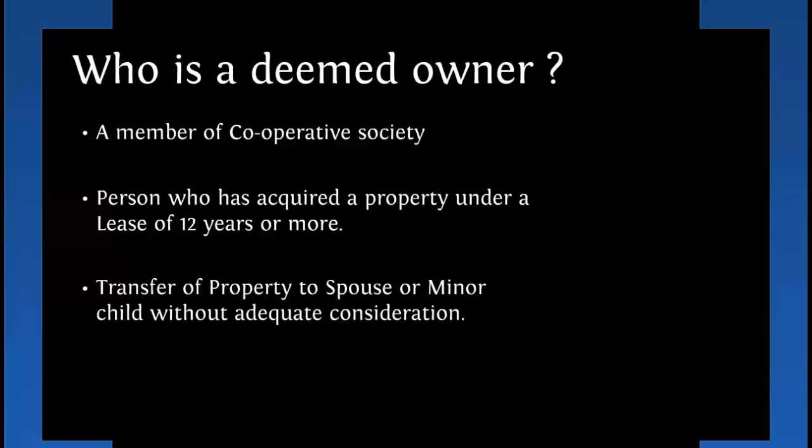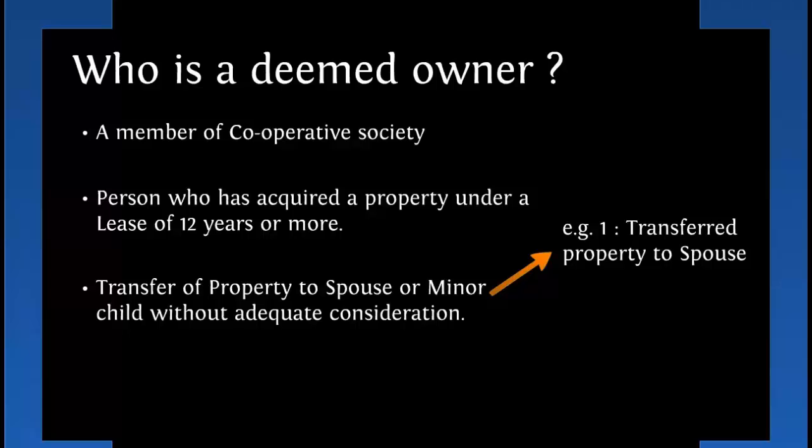Now next, this is something which is very important. Transfer of property to spouse or minor child without adequate consideration. Let me repeat that last three words, without adequate consideration. Now what could this mean? Let's say two examples. Example 1, you have transferred a property to spouse. Now it could be husband to wife or wife to husband. There is no seeming adequate consideration for it.